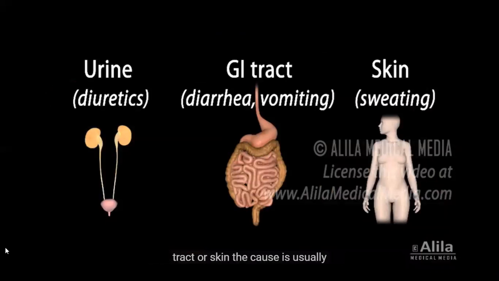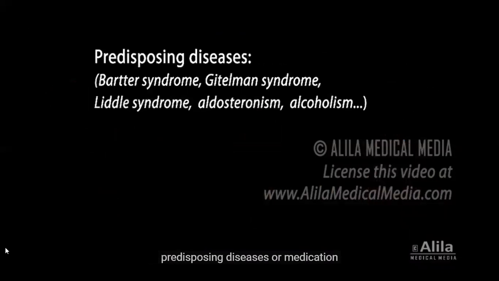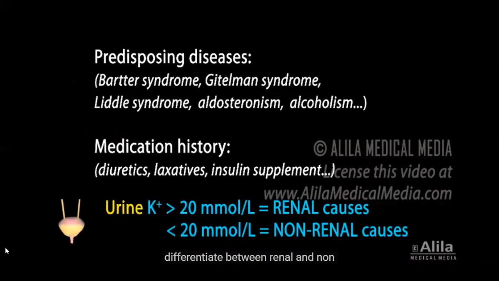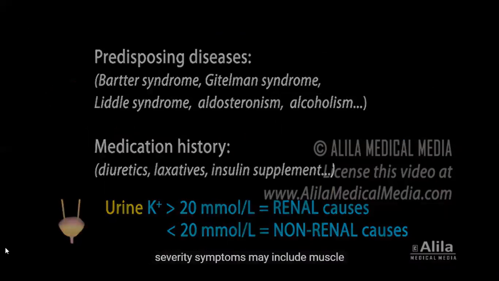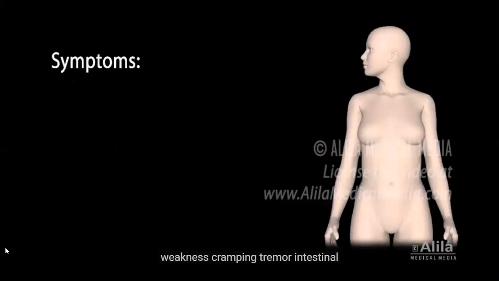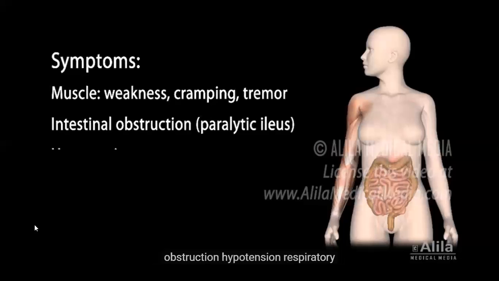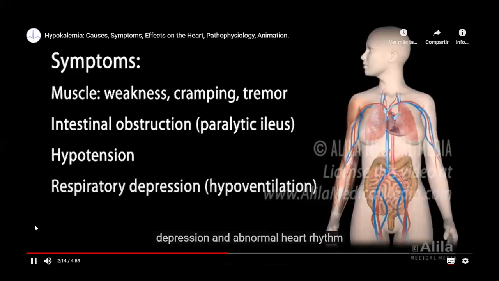The cause is usually apparent by the patient's history of predisposing diseases or medication. Urine potassium levels are measured to differentiate between renal and non-renal causes. Depending on the level of severity, symptoms may include muscle weakness, cramping, tremor, intestinal obstruction, hypotension, respiratory depression, and abnormal heart rhythms.